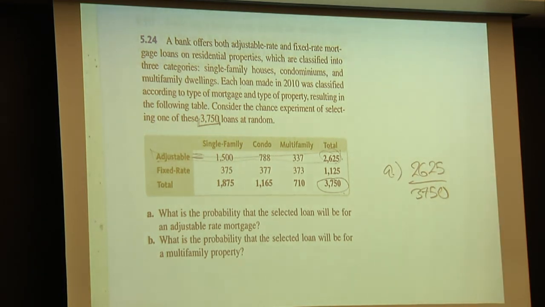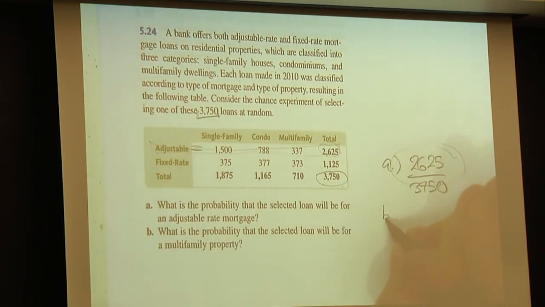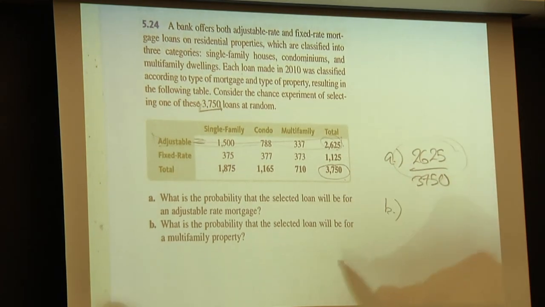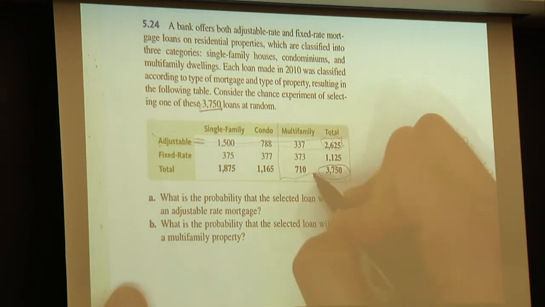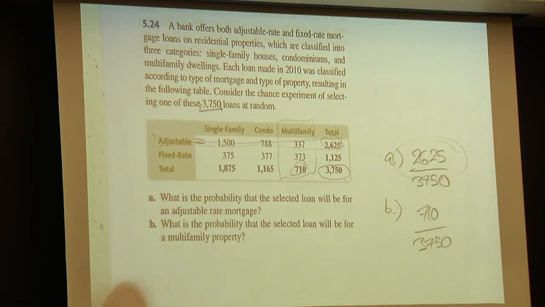Yeah, of course. So I was saying that you can sometimes see answer choices left as just a fraction, or maybe all the answer choices are decimals, in which case just divide it and then make your life easy, look for the decimal, and you win. Good job. So in part B here, what's the probability that the selected loan will be for a multifamily property? So our multifamily property is, again, pretty obvious. If we're multifamily, we're here. Total multifamily, 710 out of 3750. Ta-da, you're done, okay?